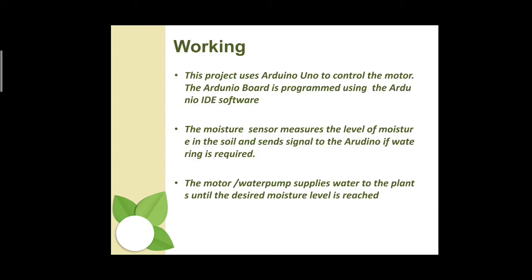Working. This is the most important part in my presentation. Working of automated irrigation system. The project uses Arduino Uno to control the motor. The Arduino board is programmed using Arduino IDE software. The moisture sensor measures the level of moisture in the soil and sends signal to the Arduino if water is required. The motor or water pump supplies water to the plants until the desired moisture level is raised.